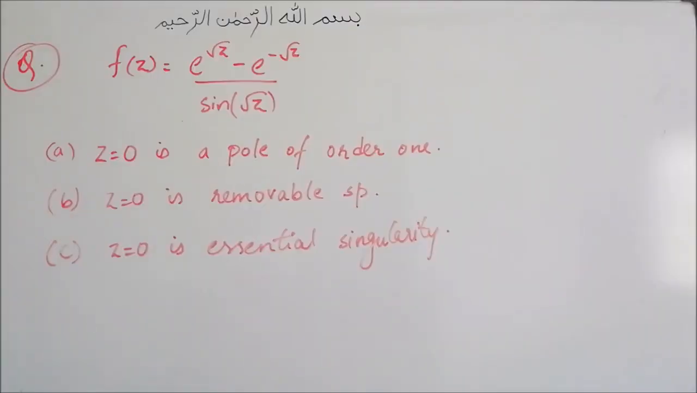Try solving the following problems. We have a function f of z which is (e power root z minus e power minus root z) divided by sine root z. We have to find which of the following three options is correct: whether z equals 0 is a pole of order 1, or z equals 0 is a removable singular point, or z equals 0 is an essential singularity for the given function.